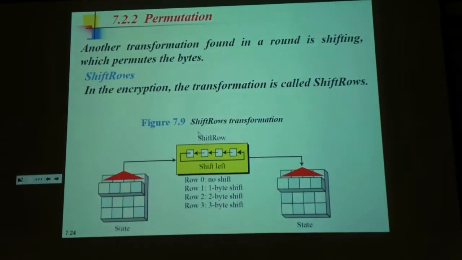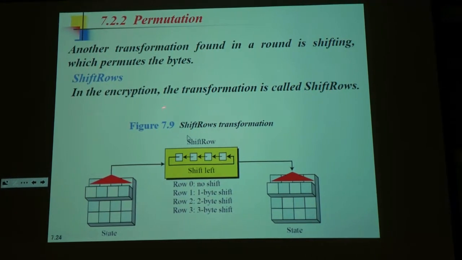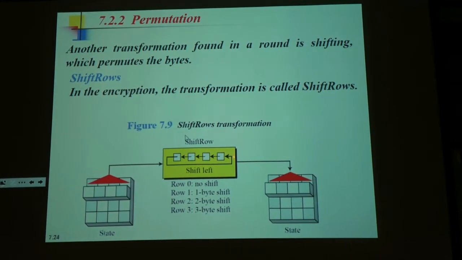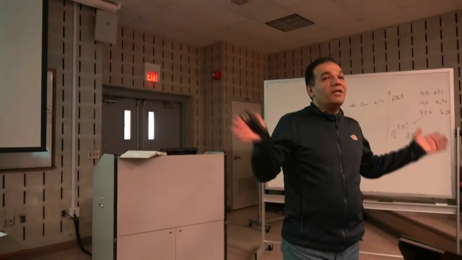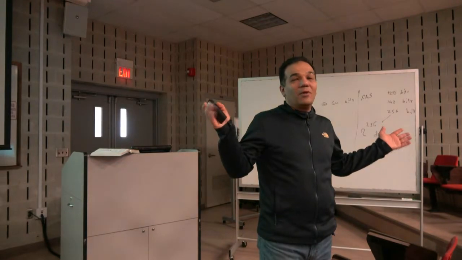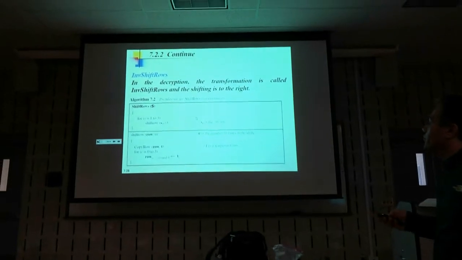So in the encryption, the transformation is called shift rows. Basically, you're going to have a left shift. In row number 0, there is no shift. You don't shift in row number 0. In row number 1, you have a 1 byte shift. In number 2, a 2 byte shift. In number 3, a 3 byte shift. As simple as this. No shift, 1 shift, 2 shifts, 3 shifts. Can it be any simpler than this? It cannot be any simpler than this. It's a very simple algorithm.